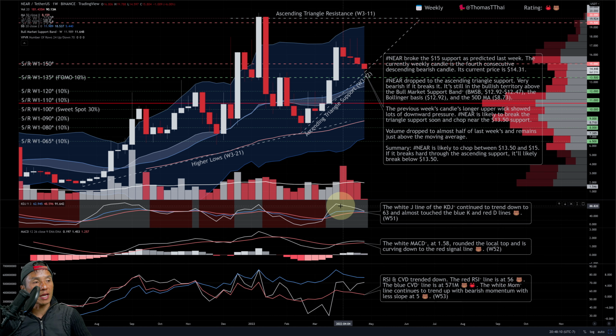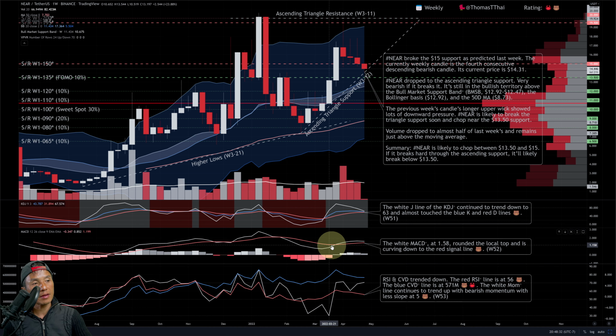KDJ, the white J line, trended down and is almost touching the blue K and the red D lines, registering at 63. And I gave that a bear. As far as range, it dropped below the start of the upper range, which is 80. So it's just below that start of the upper range.